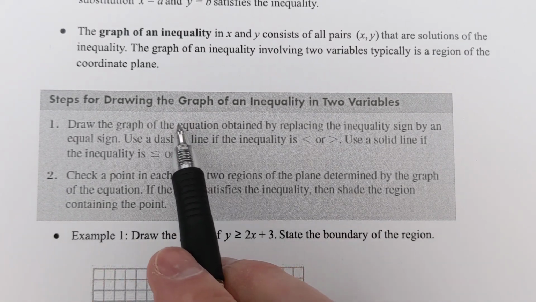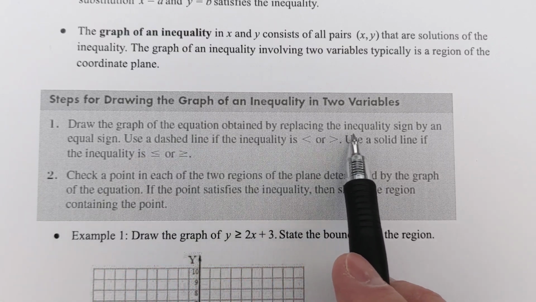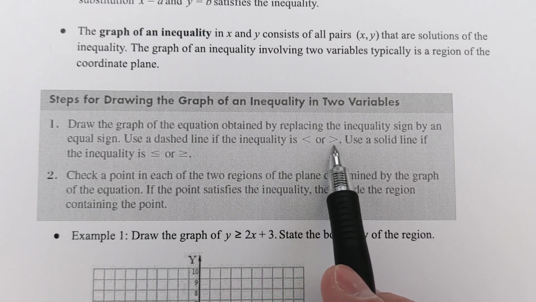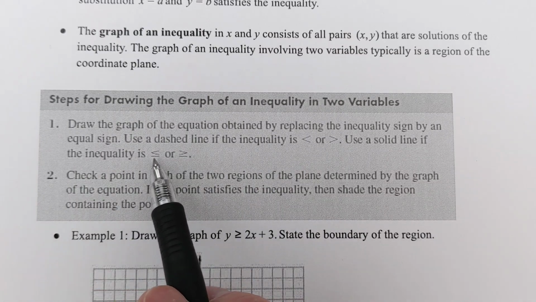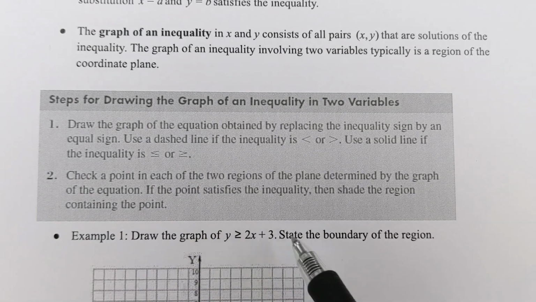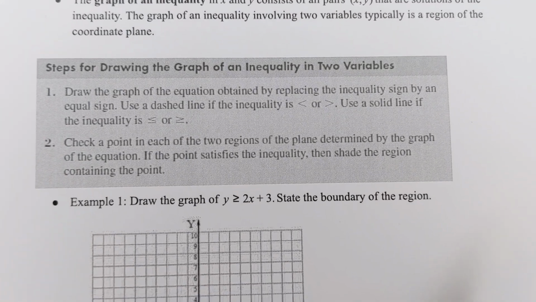So here are your steps for drawing the graph. Draw the graph of the equation obtained by replacing the inequality sign by an equal sign. However, use a dashed line if you have a less than or greater than sign. Use a solid line if it's a less than or equal to or a greater than or equal to. Then check a point in each of the two regions of the plane determined by the graph of the equation. If the point satisfies the inequality, shade the region containing the point. Typically there'll only be one side that is true, so once you find the true side, you know what the false side is and vice versa.